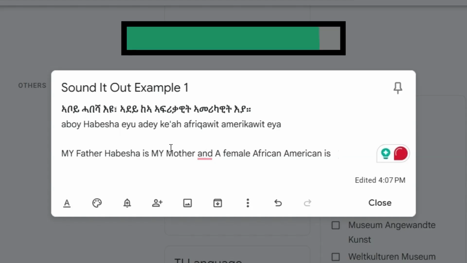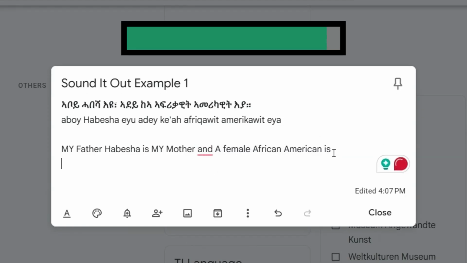My father, Habasha, is. My mother, and a female African American is. That's the literal translation. If we were going to write it as a real English sentence, with still 1 minute to go, my father is Habasha and my mother is African American. Time.